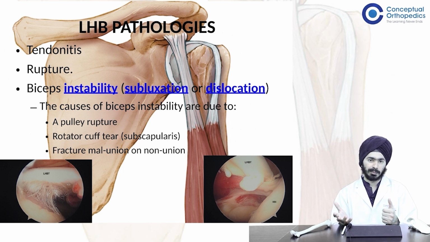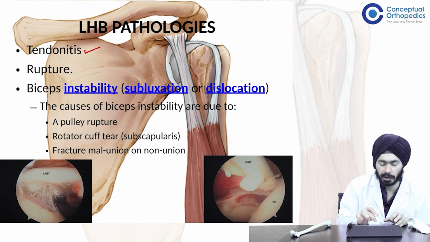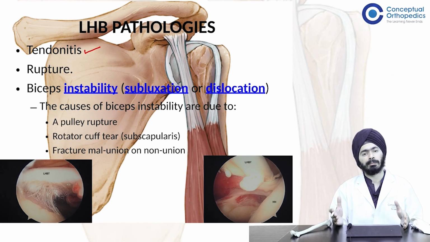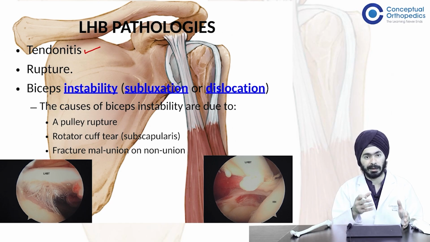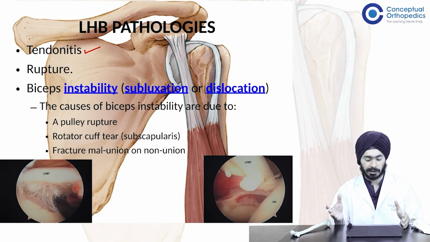So what can be the biceps pathologies? Biceps pathologies may be tendinitis or inflammation, very common in other pathologies like impingement syndrome, in pathologies like adhesive capsulitis. So as part of the inflammation in these processes, the biceps tendon, I am talking about the long head of biceps, also can become inflamed. So there is tendinitis of the long head of biceps.